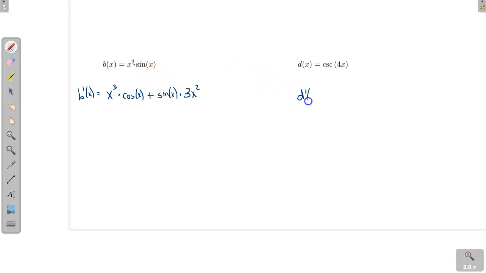All right, and lastly, d prime of x. All right, there's cosecant of 4x. So again, it's a chain rule because there's that 4x on the inside. So the first thing I need to do is take the derivative of cosecant, which is negative cosecant times cotangent. And again, just like with secant, it kind of creates these two parentheses, but this inside 4x goes into both of those. And I multiply by the derivative of the inside here, which is just 4.